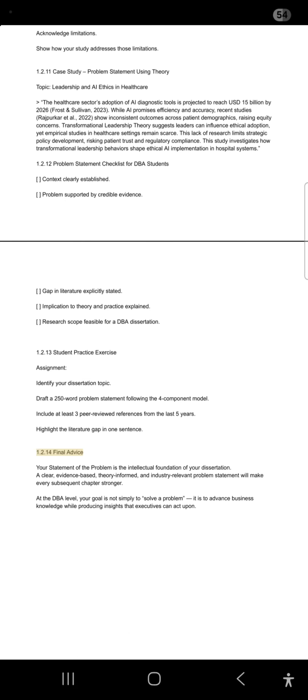1.2.14 Final advice. Your statement of the problem is the intellectual foundation of your dissertation. A clear, evidence-based, theory-informed, and industry-relevant problem statement will make every subsequent chapter stronger. At the DBA level, your goal is not simply to solve a problem, it is to advance business knowledge while producing insights that executives can act upon.